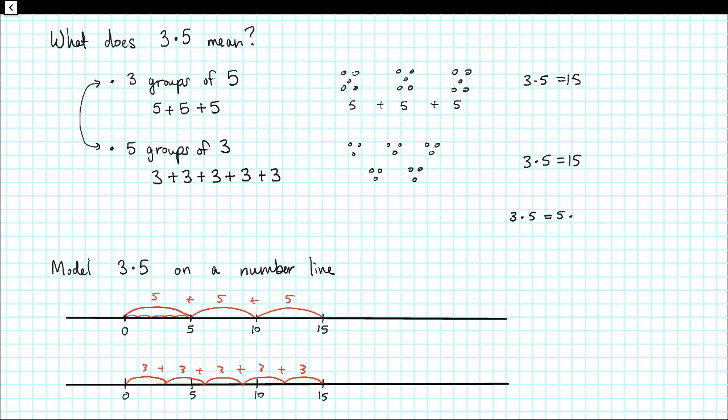Sometimes people get very particular about saying, when I write multiplication, it's this many groups of the second number. So I might write this one as 3 groups of 5, and this one as 5 groups of 3. But since they're both the same, it doesn't matter which way I write either one of those. The fact that 3 times 5 is the same as 5 times 3 is the commutative property of multiplication.